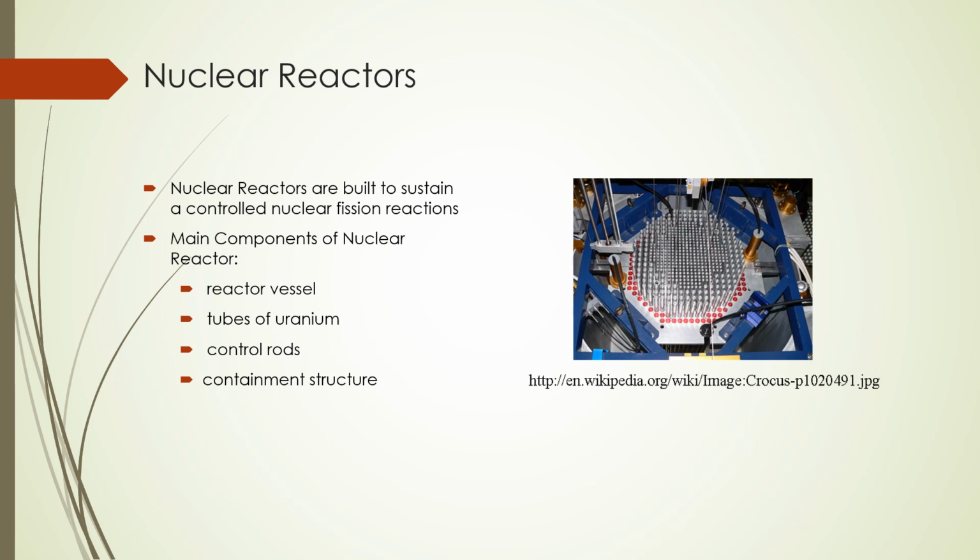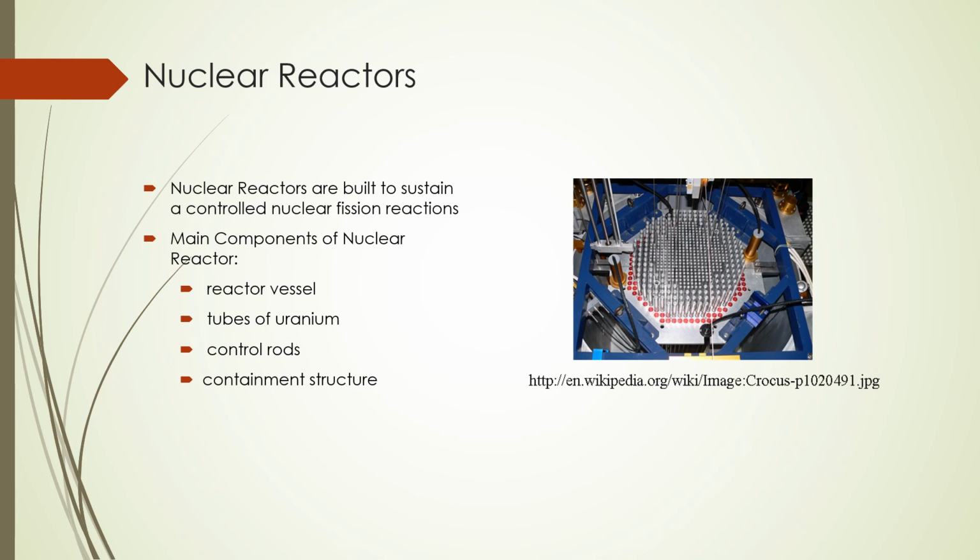So nuclear reactors, you can see right there, are built to sustain a controlled nuclear fission reaction, because fission reactions are dangerous. And it depends on the scale that we want to do. Your reactor has got to be built very carefully.